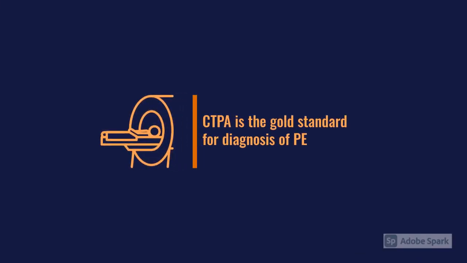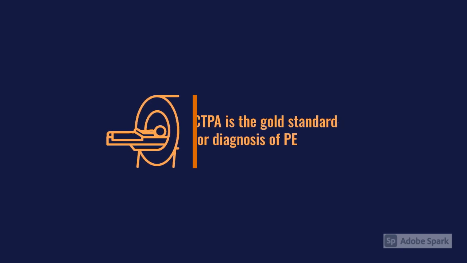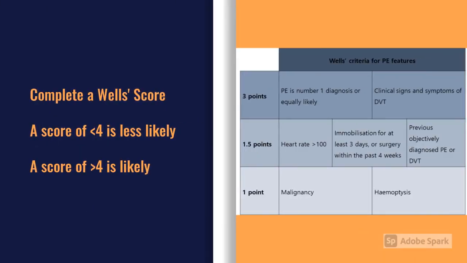But really the key imaging that we want to do is the CTPA. And there's quite a good decision-making process that is used by NICE. So essentially, if you're considering a PE in your patient, you're going to complete a Wells score. Again, have a look on MD Calc or other such tools just to find the Wells score. If you've got a low Wells score, i.e.